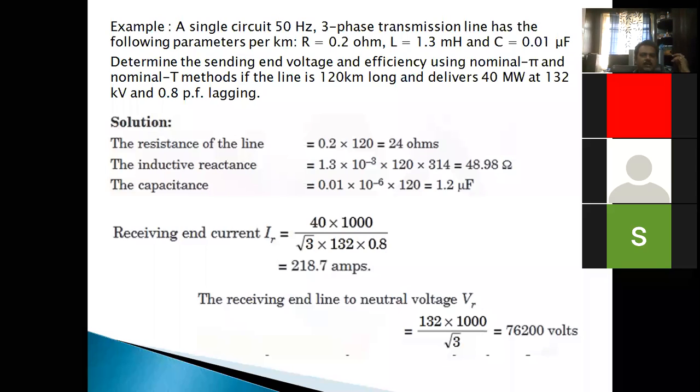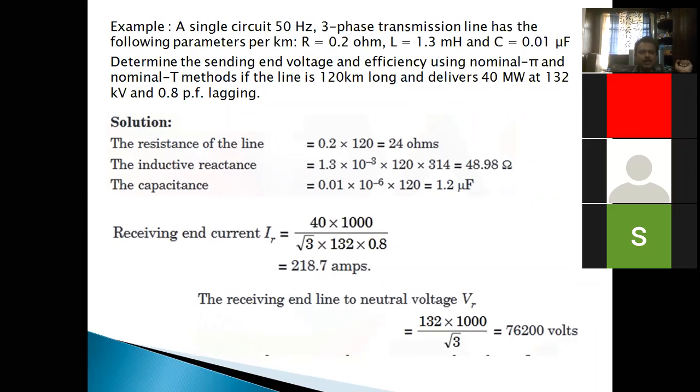First, finding the total resistance of the transmission line. Then the inductive reactance of the transmission line, inductance is given per kilometer. From the given data, the resistance value per kilometer is given. So we multiply with 120 kilometers, and you will get the total resistance of the entire transmission line.